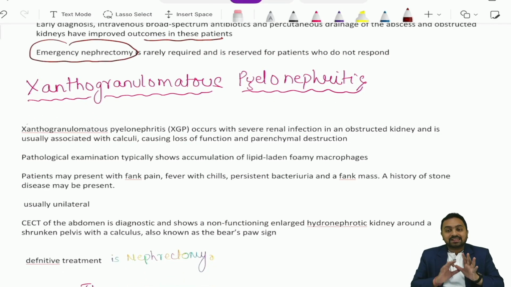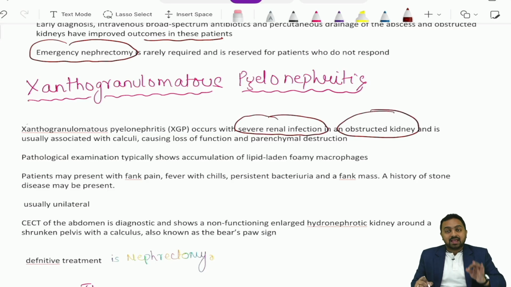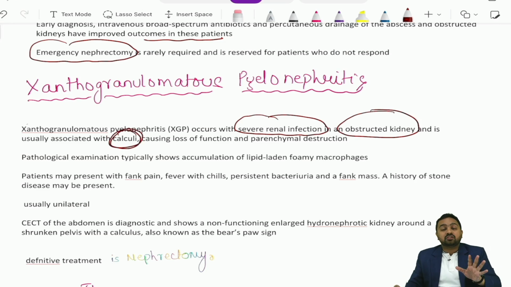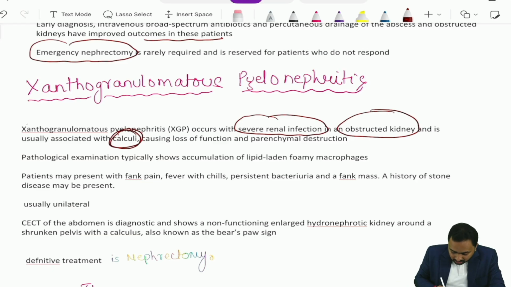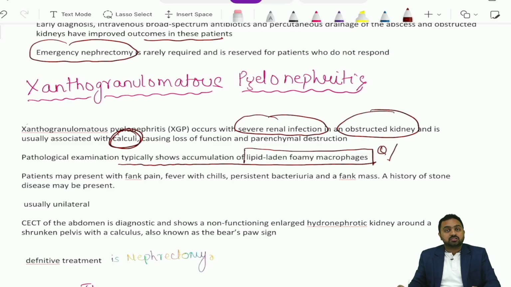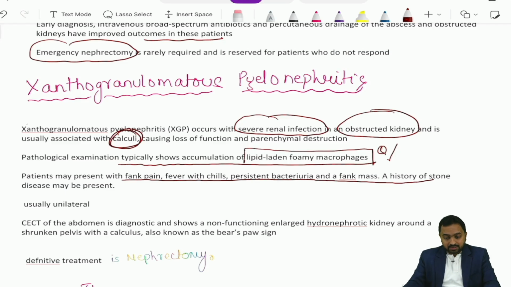Moving on to xanthogranulomatous pyelonephritis. It occurs with severe renal infection in an obstructed kidney, and it is usually associated with calculi, causing loss of function and parenchymal destruction. The pathological examination would typically show lipid-laden foamy macrophages, and the patients may present with flank pain, fever, chills, persistent bacteriuria and a flank mass. A history of stone disease may be present.